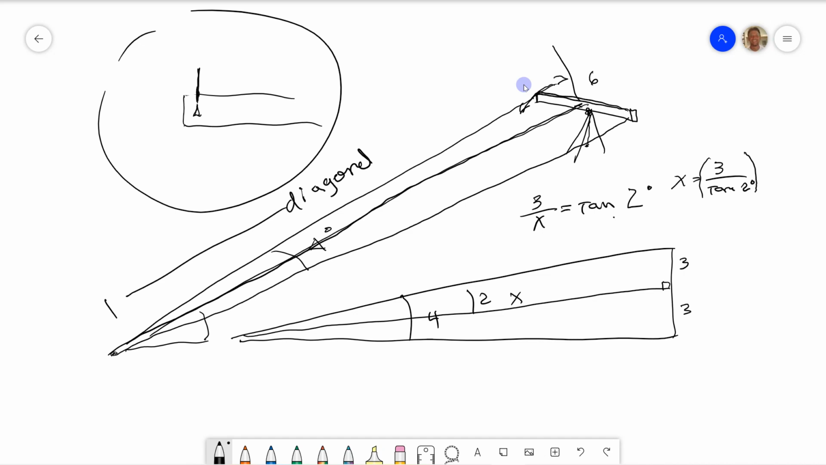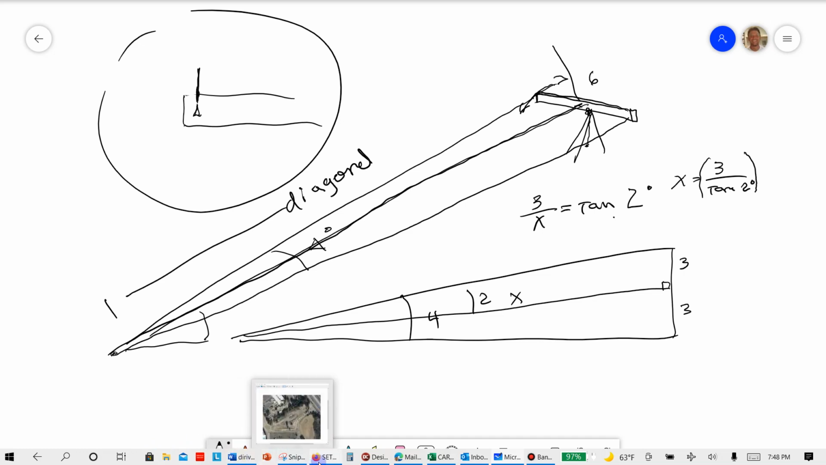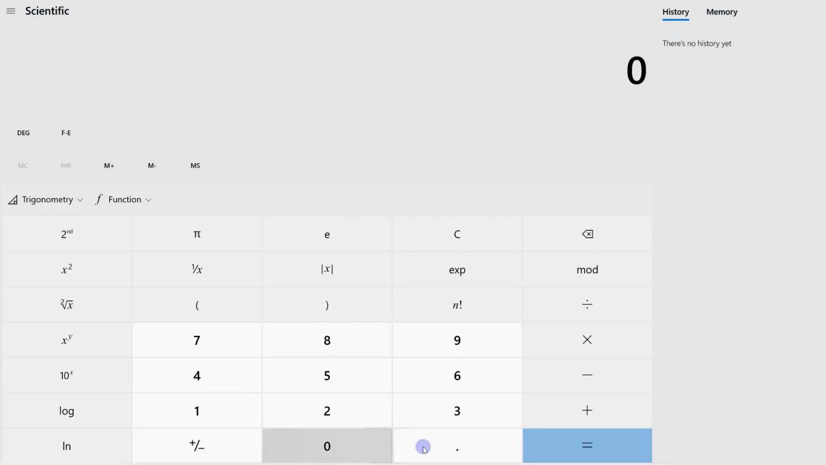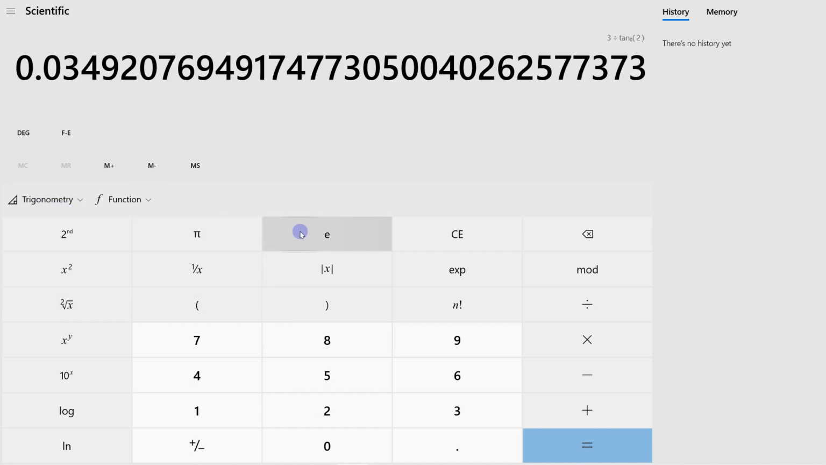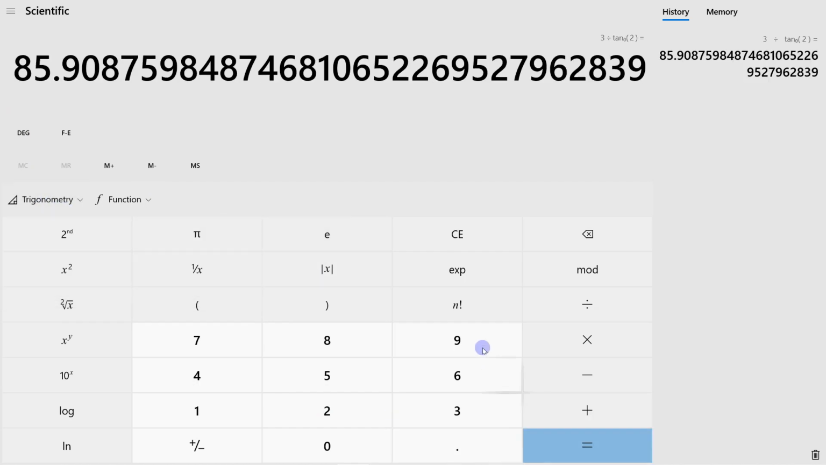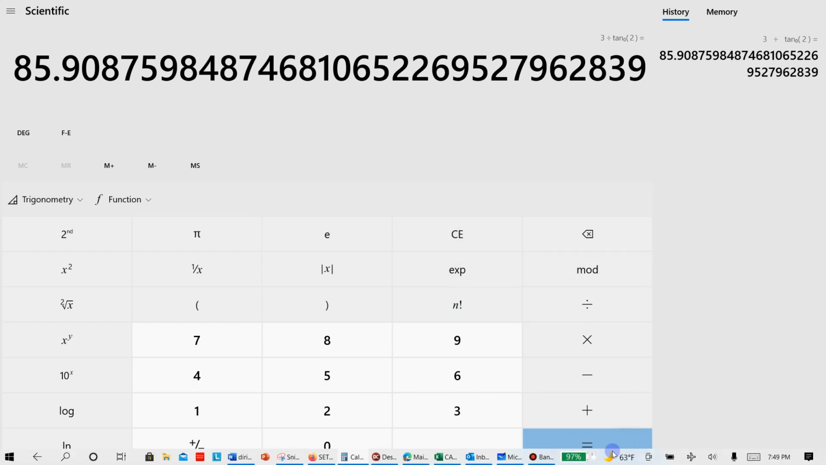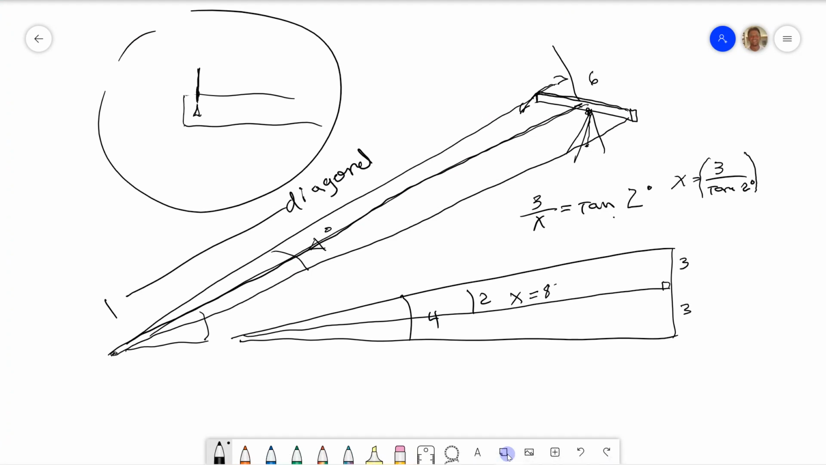Then you do the mathematics there, and you would end up with the calculator. So we go 3 divided by 2 tangent equals 85.91. So 85.91. And then let's check that.